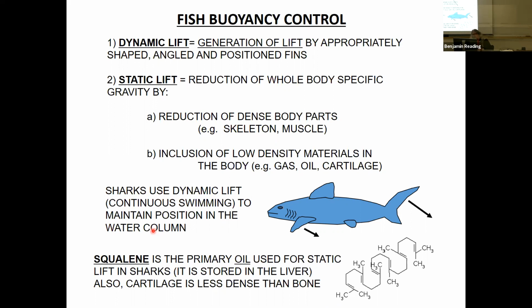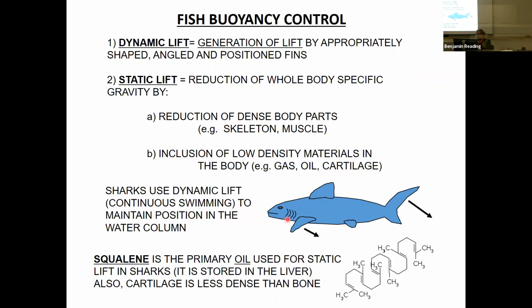So what do we do? Get rid of the armor. Let's go ahead and say we can swim. Let's reduce our density so we can swim fast. There are two ways we did this. The first is what we call dynamic lift, and the second is what we call static lift.